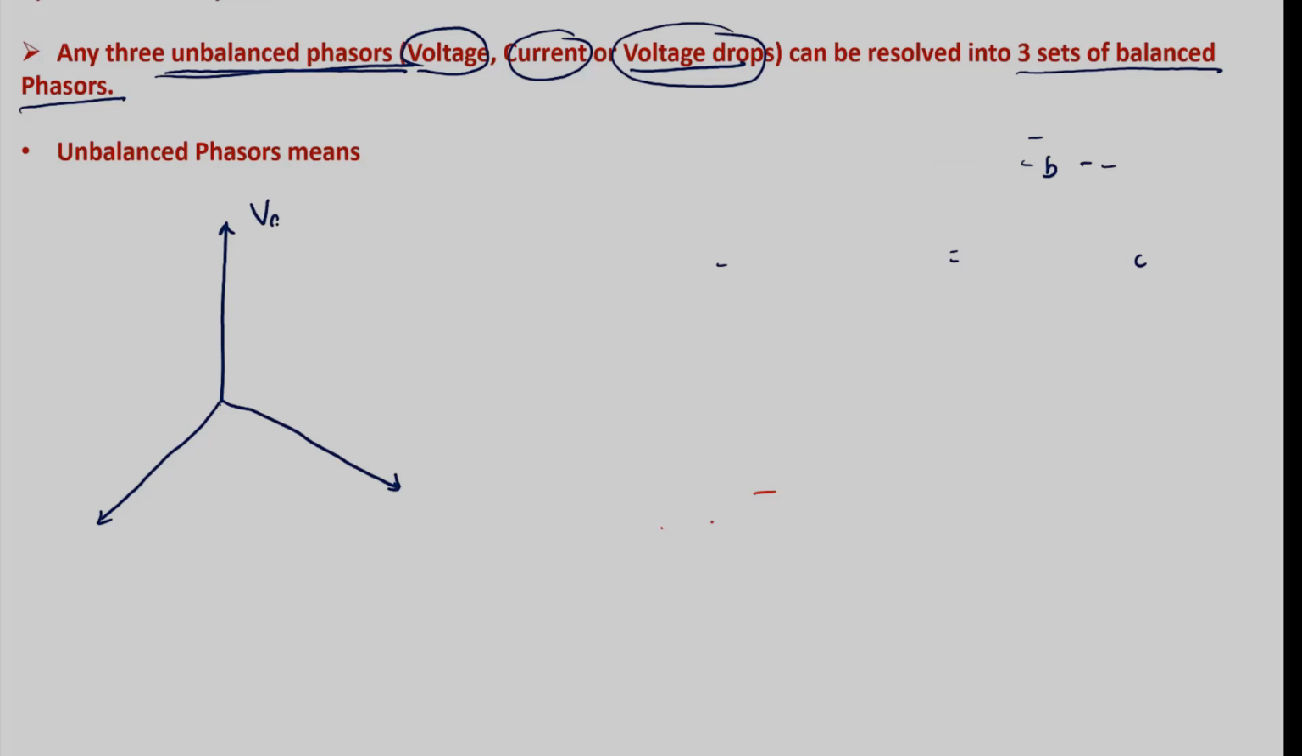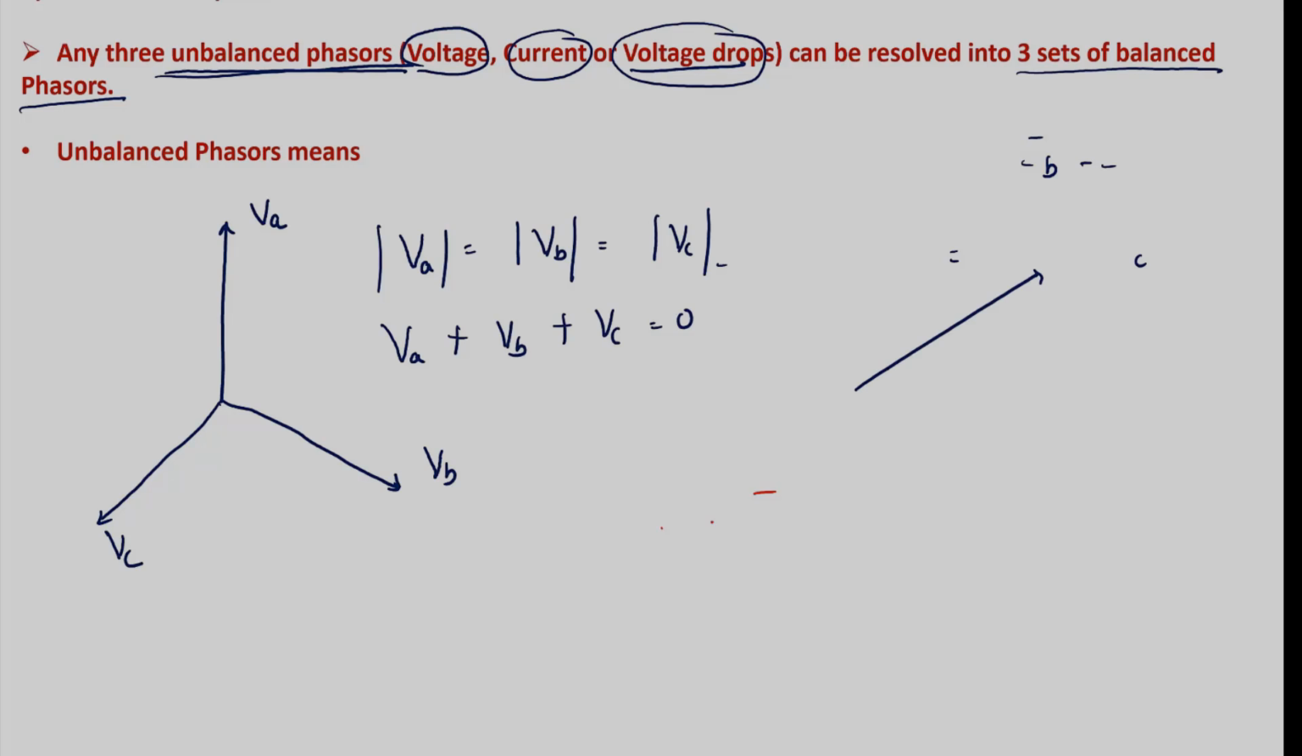So this is VA, VB, VC. This is a balanced set of phasors where your mod VA is equal to mod VB is equal to mod VC. And if you add all this, then VA plus VB plus VC becomes 0. So these are balanced phasors. Same thing you can write in terms of current. Okay. Now any waveform, suppose the three voltages are like this. This is VA, VB, and VC. Then this is unbalanced. Then this is an unbalanced phasor set. Understand?